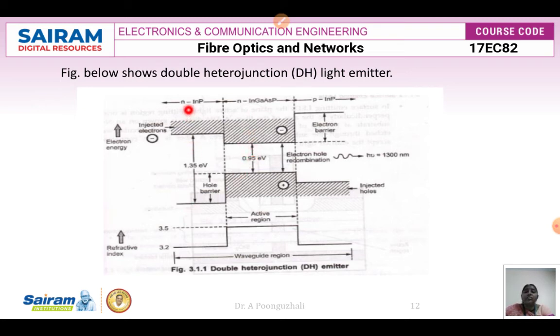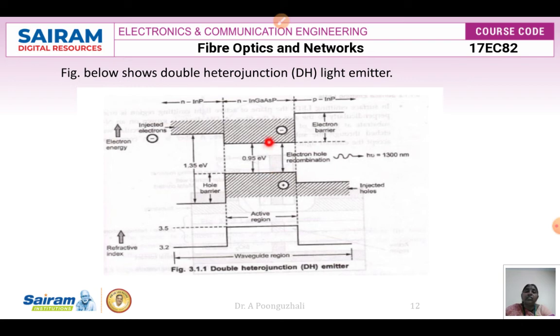When I use an N type material, this is going to be the hole barrier concentration level, and this is going to be the electron barrier concentration level there. This is going to be the conduction band, and this is going to be the valence band. Your injected electrons are going to be present here, and the band gap energy is going to be around 1.35 electron volts. In the center, you are going to have the band gap energy to be around 1.95 electron volts, where the electron hole recombination is going to take place in this active region.